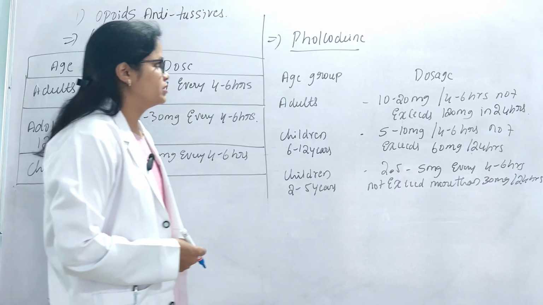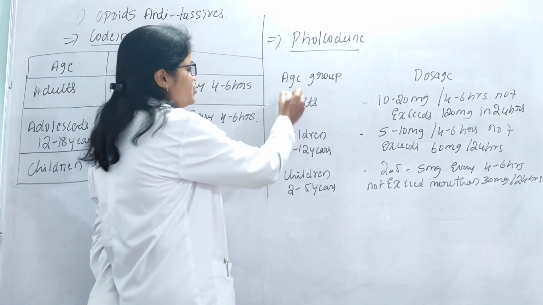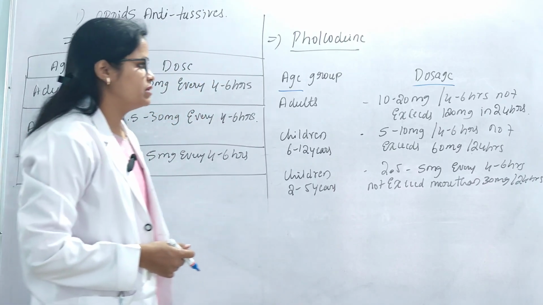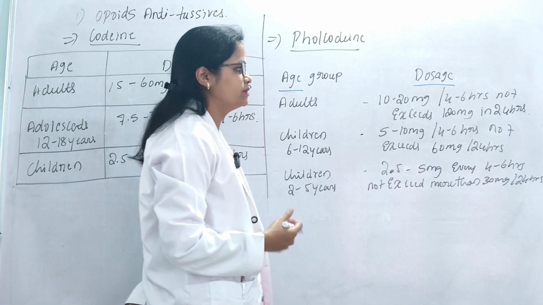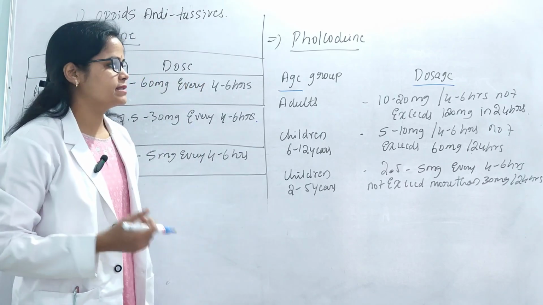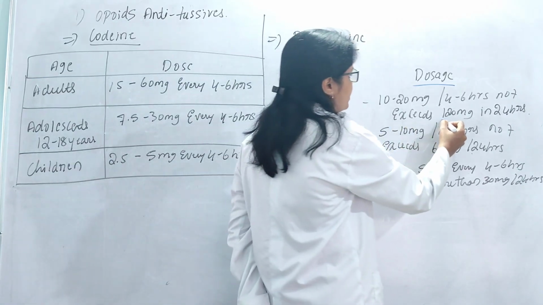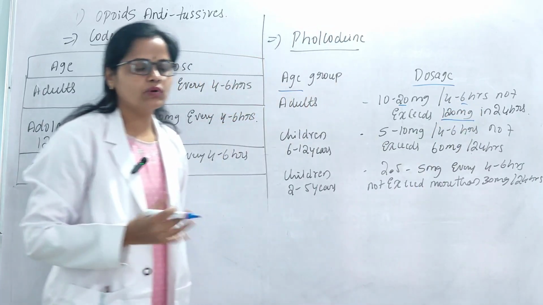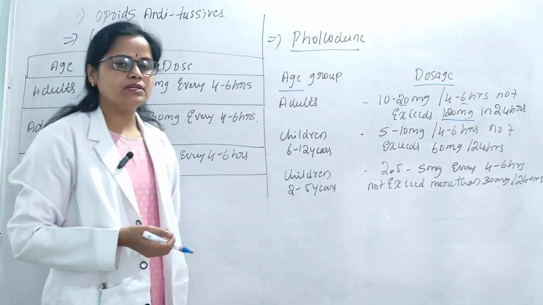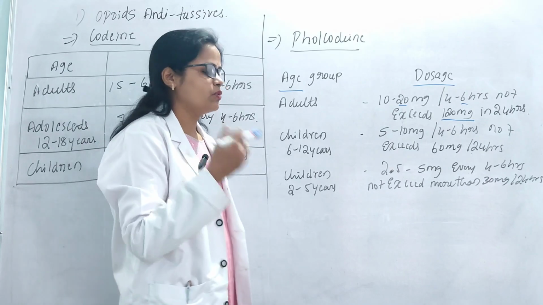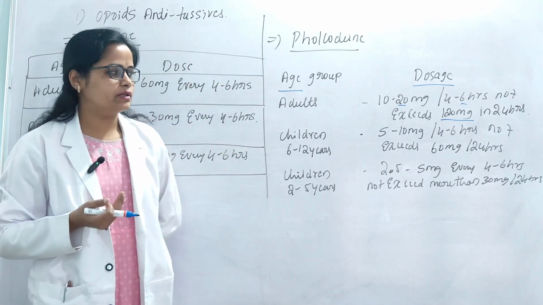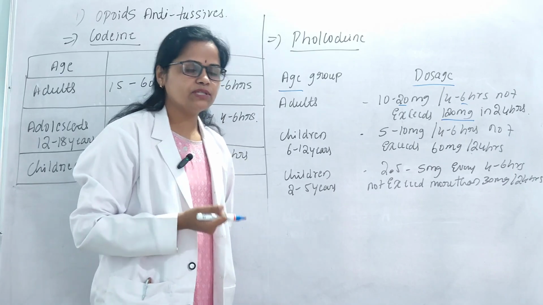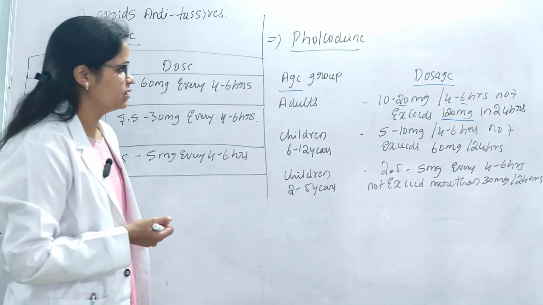And next we'll see pholcodine. For adults, 10 to 20 mg every 4 to 6 hours. It should not exceed 120 mg in 24 hours, that is 20 times 6, 120 mg. If it is exceeded, it may lead to toxicity, as a poison, meaning the drug releases toxins in the body.